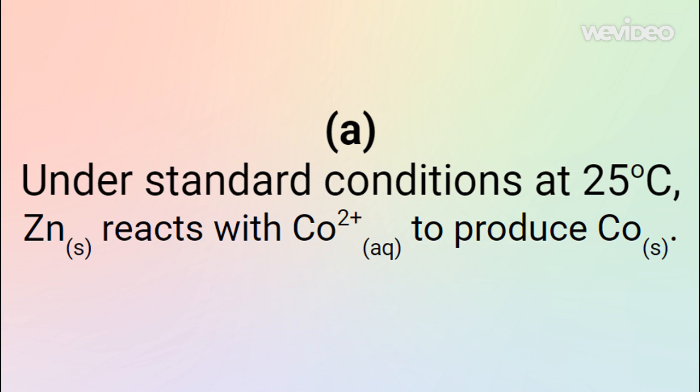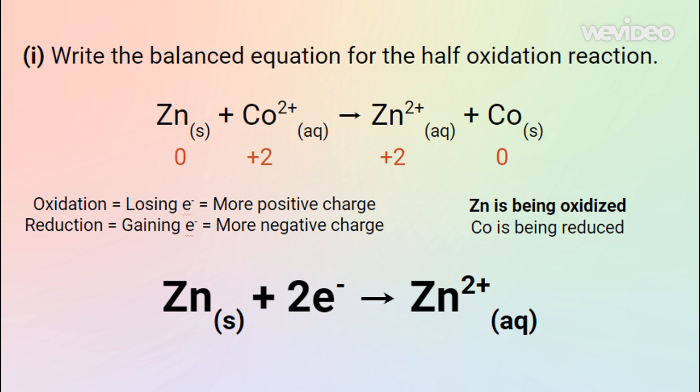Part A states under standard conditions at 25 degrees Celsius, solid zinc reacts with aqueous copper 2+ to produce solid copper. In Part 1, we are asked to write the balanced equation for the half oxidation reaction.